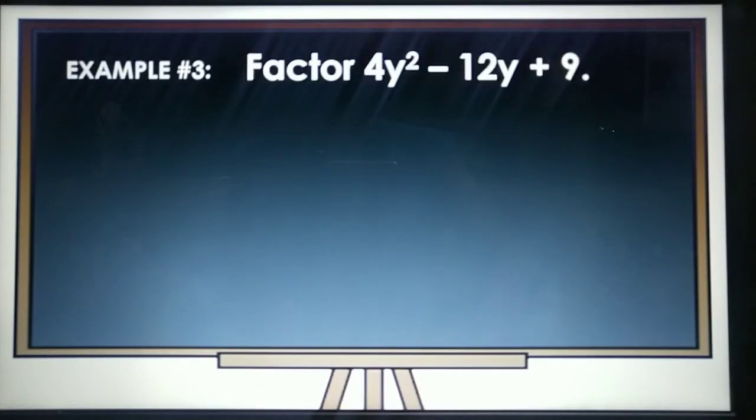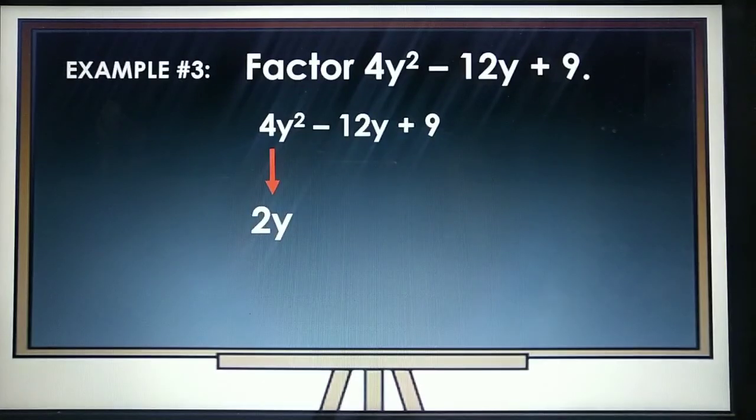How about this? Factor 4y squared minus 12y plus 9. Again, we will try to examine if this trinomial is a perfect square trinomial. We will take the square root of the first term. The square root of 4y squared is 2y. Let's take the square root of the last term. The square root of 9 is 3.